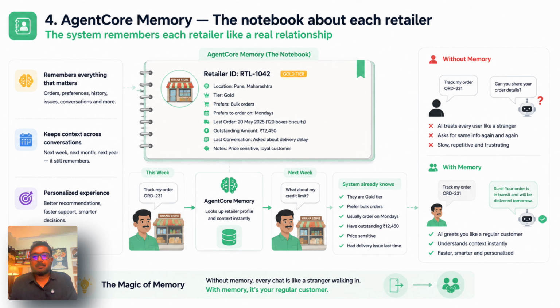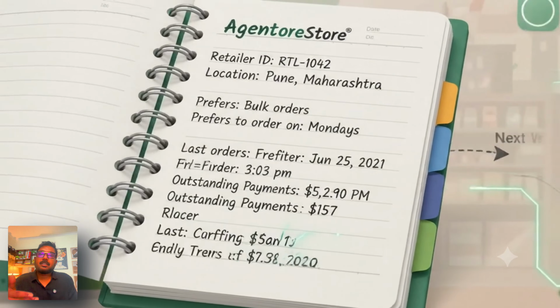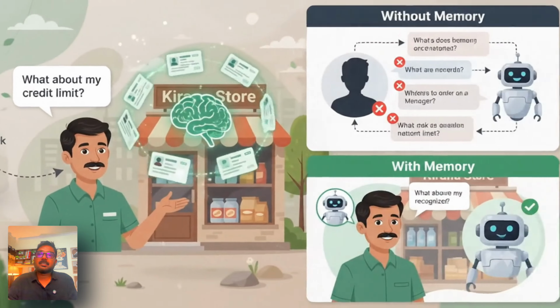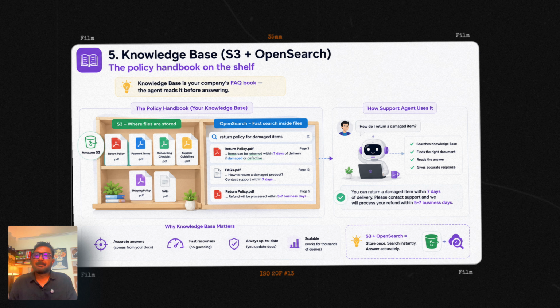Like if I have signed up to this kind of infrastructure and I'm putting an order, then every time I put an order, I have to tell my name. That will irritate the customer to the agent, right? Slow and repetitive and frustrating will be there. But with memory, everything will be understood by the agent. AI will greet a regular customer with their name, understand context instantly, and faster, smarter, and personalized responses will be there. So this is the need of AgentCore Memory.